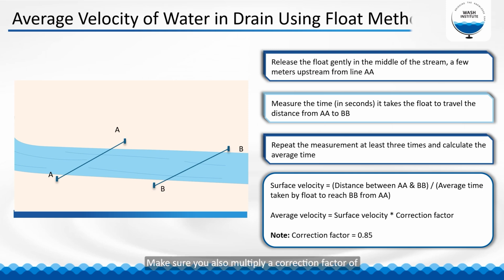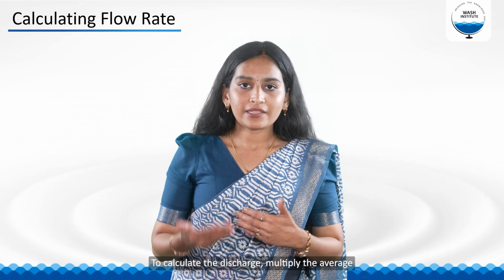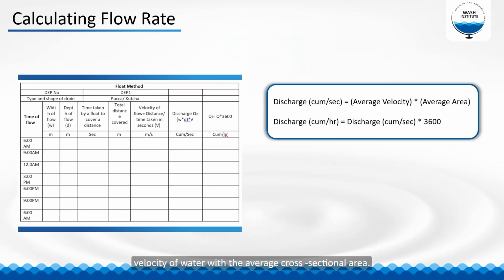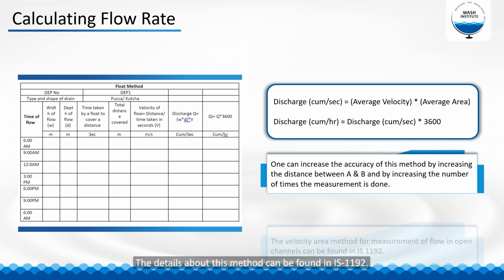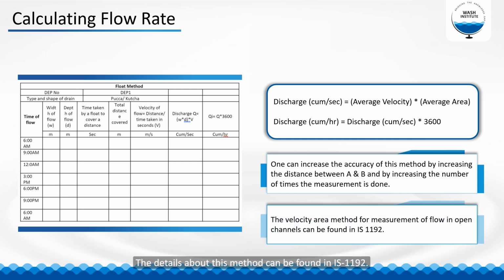Make sure you also multiply a correction factor of 0.85 to compensate for localized flow variations. To calculate the discharge, multiply the average velocity of water with the average cross-sectional area. The accuracy of this method can be improved by increasing the distance between the 2 points or by increasing the number of observations. The details about this method can be found in IS 1192.